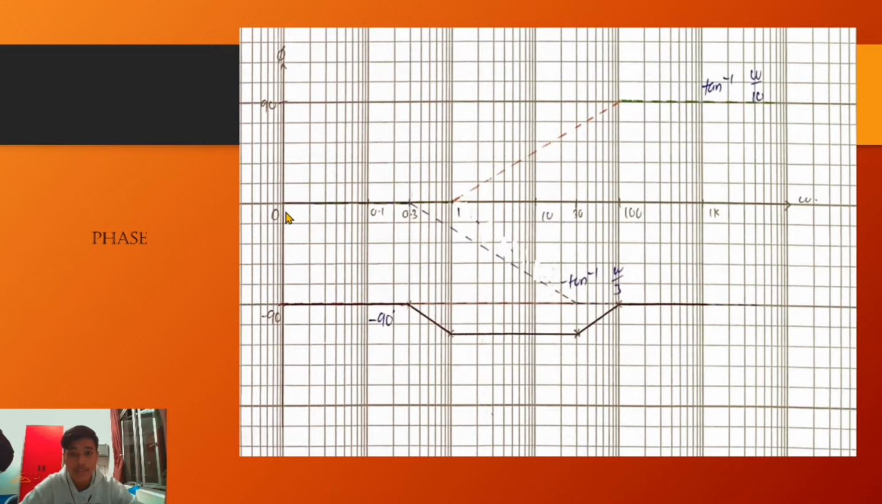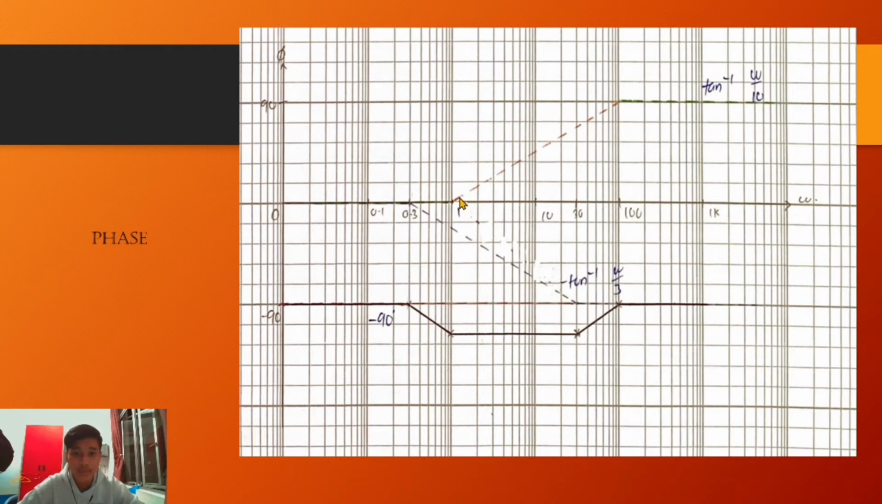At omega equal to 0, we have only negative 90 degrees. So we need to draw the dark line following until point 0.3. At 0.3 we only have 45 degrees, so the slope goes down until omega equal to 1.